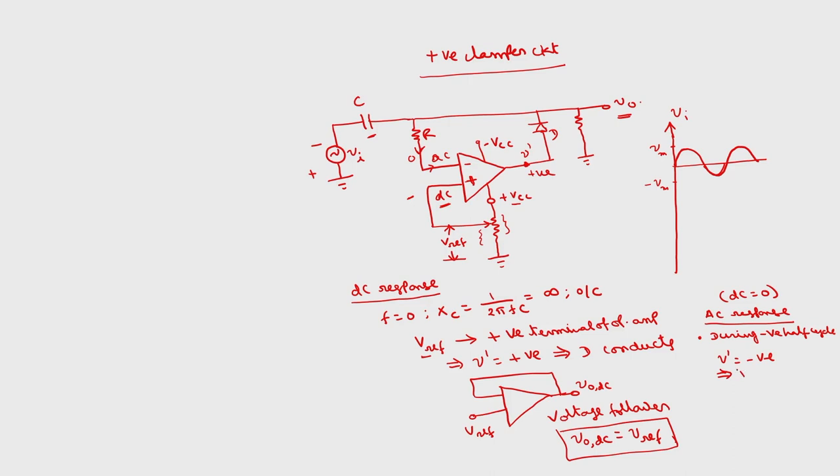This will make diode off. So, diode is off, then the capacitor C charges to peak value of Vi. If I assume that Vi is Vm sin omega t, then C charges to Vm in this direction, minus plus. So this entire input voltage will drop across the capacitor and the output voltage V0 is equal to 0. V0 due to AC is equal to 0.